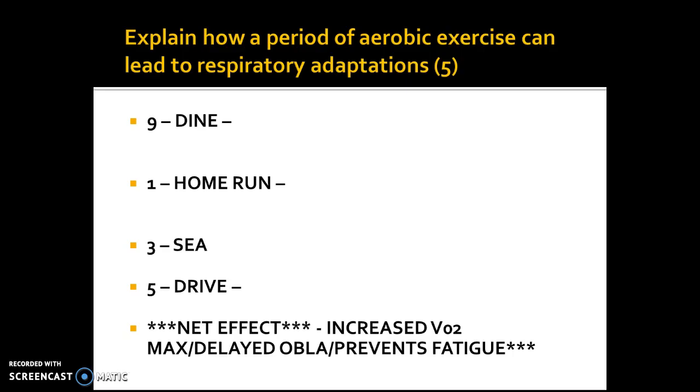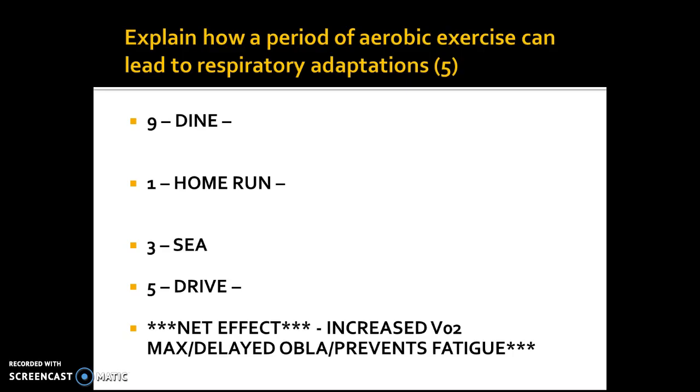Then you've got number 3, C. If you're at the sea, you will see waves. The biggest wave of all that you can see is a tidal wave. Tidal wave should link you to a lung volume, and then you should be able to talk about another 2 lung volumes.